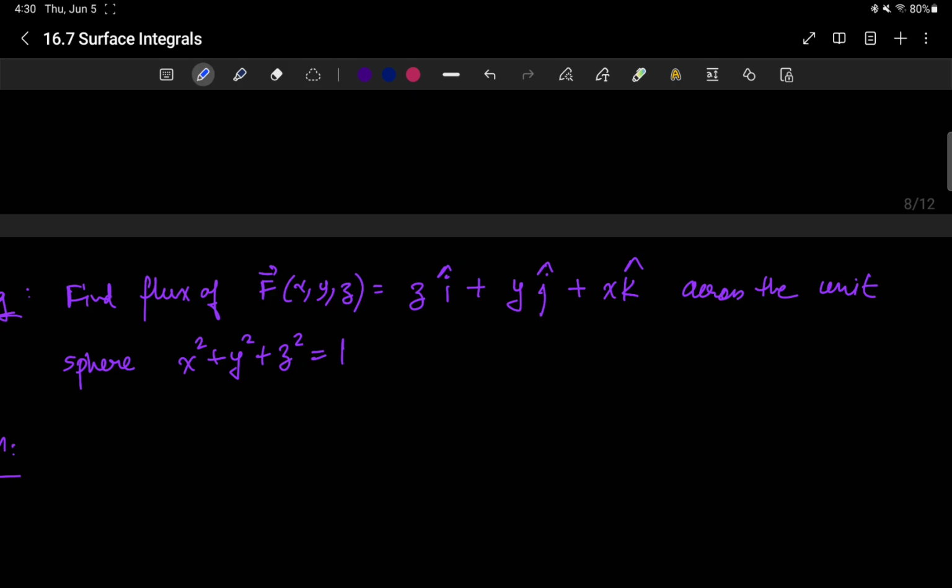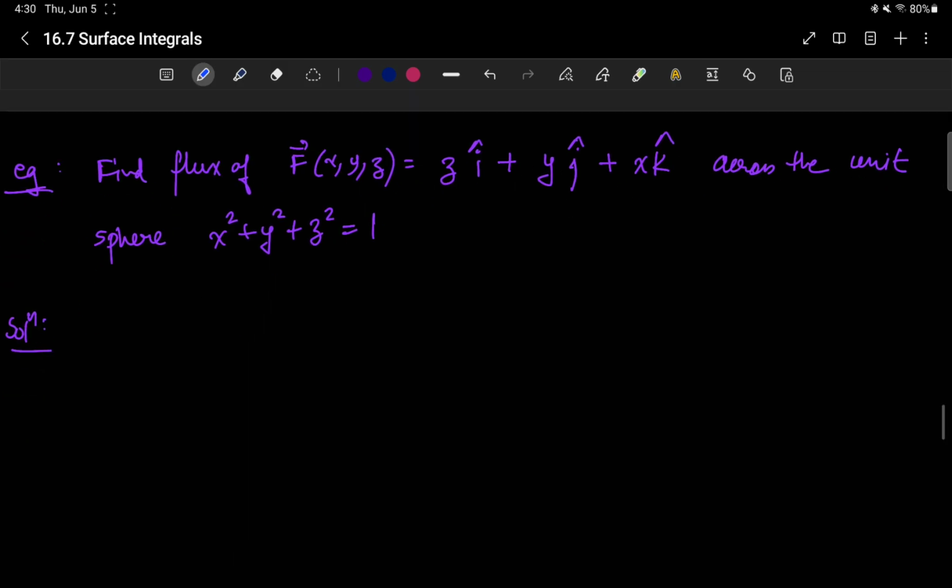Okay, let's look at an example. Find the flux of this vector field zi, yj, xk across the unit sphere x squared plus y squared plus z squared equals 1. So before doing the math, what is it asking you? Remember, this is a vector field. What's a vector field? Look around your room. It's a bunch of arrows arranged around your room. The arrows have some direction at each point and some length.